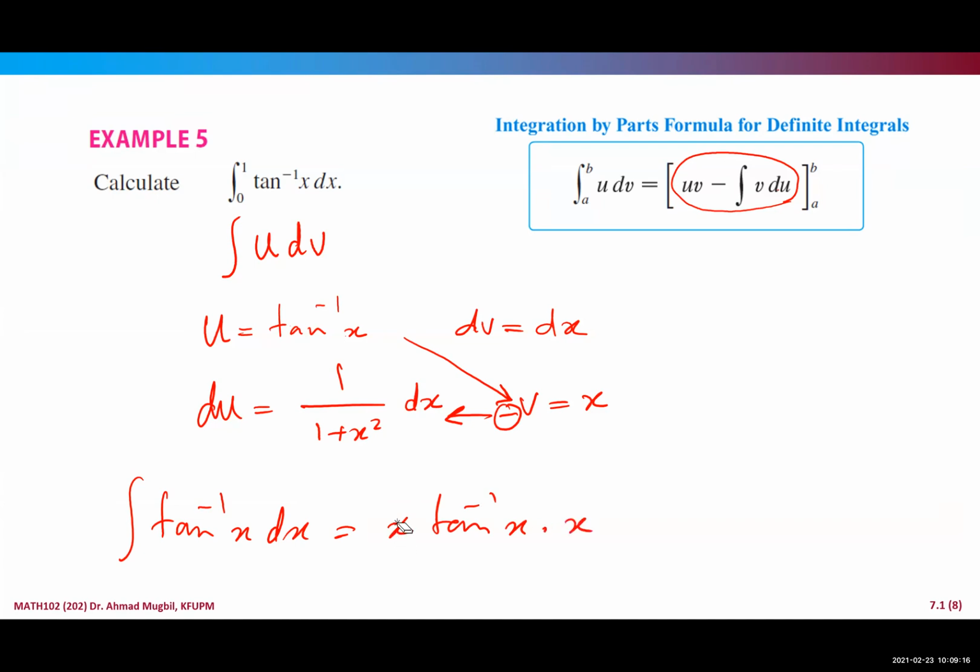But Shabab, this is not practical. You may think that x is inside the argument of tan inverse. So it is not practical. You know that the product is commutative, so put it here in front of the tan inverse. Minus, from the formula, minus the integral of v, this is v, multiplied by du, this is du. 1 plus x squared dx. Okay? So now let me write this in this way.